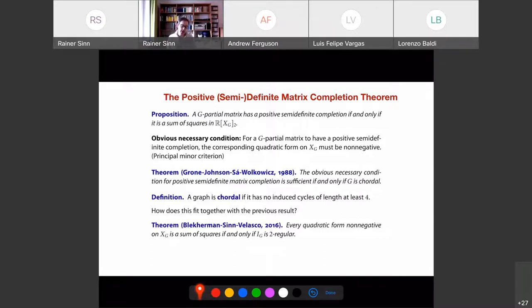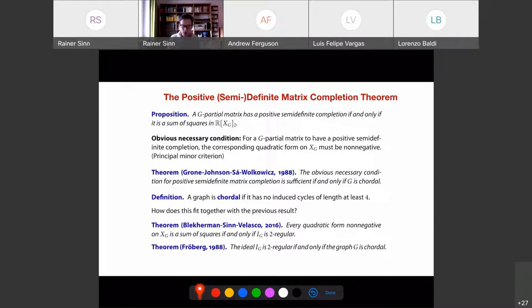And the point is that this is an example of the theorem that I showed you, that we proved about this non-reducible case. So every quadratic form non-negative on such an algebraic set is a sum of squares if and only if this has this weird regularity 2 condition. And it turns out that this regularity 2 condition for a Stanley-Reisner ideal associated to a graph is equivalent to the graph being chordal. And that's a theorem in combinatorial commutative algebra due to Fröberg, incidentally published in the exact same year as the matrix completion theorem, of course completely independently, and this connection was not known.